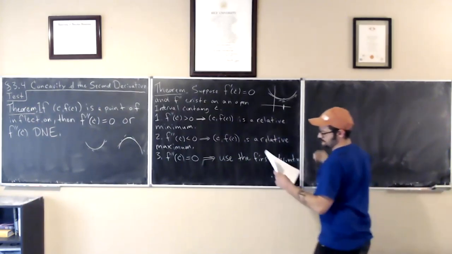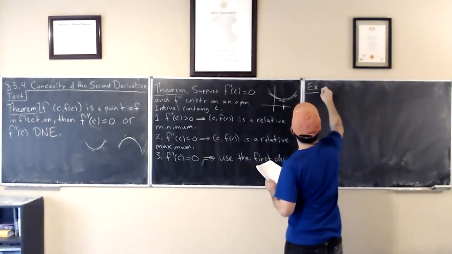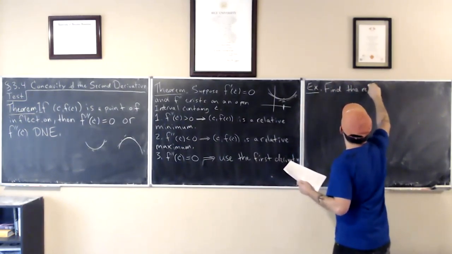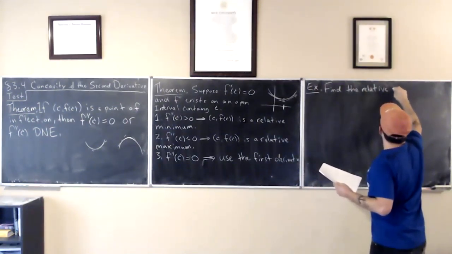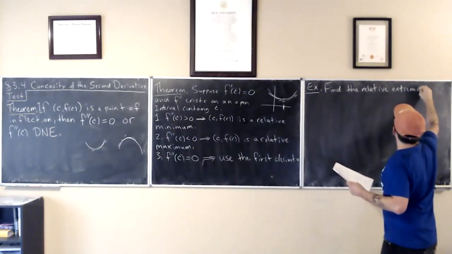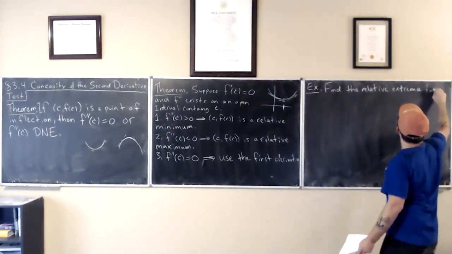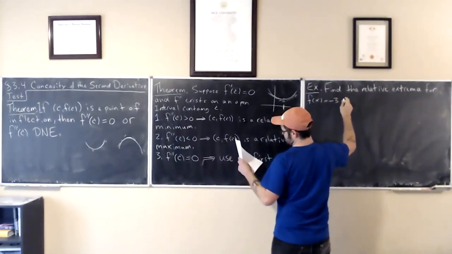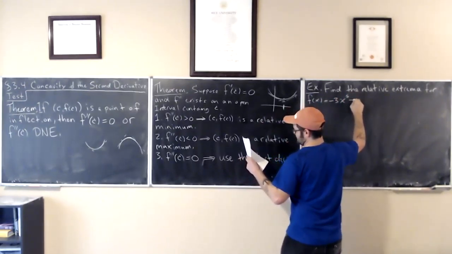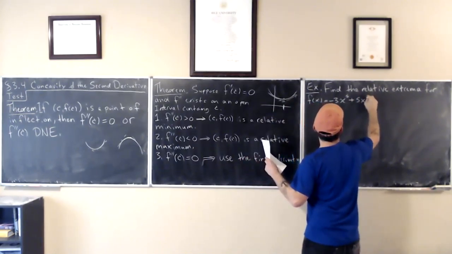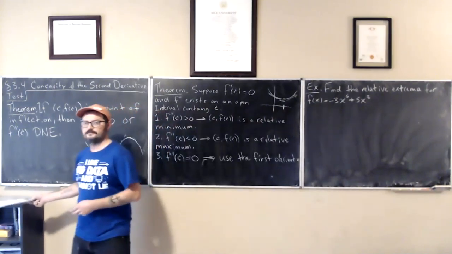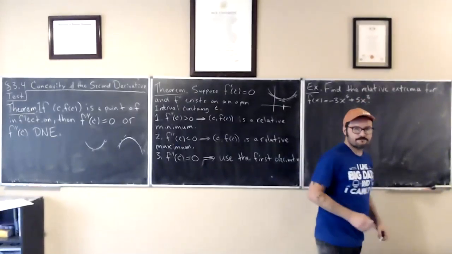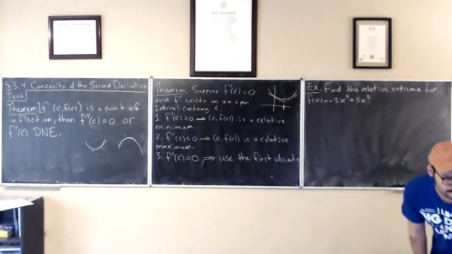So let's look at an example problem. Find the relative extrema for f of x equals negative 3x to the power of 5 plus 5x cubed. And label them as relative minimum or relative maximum or neither, because they don't necessarily have to be both. Okay, so I'm going to pause the video and let you work on that.